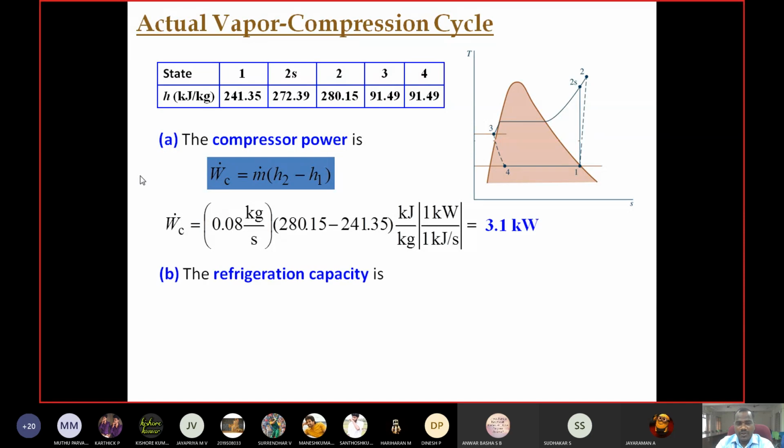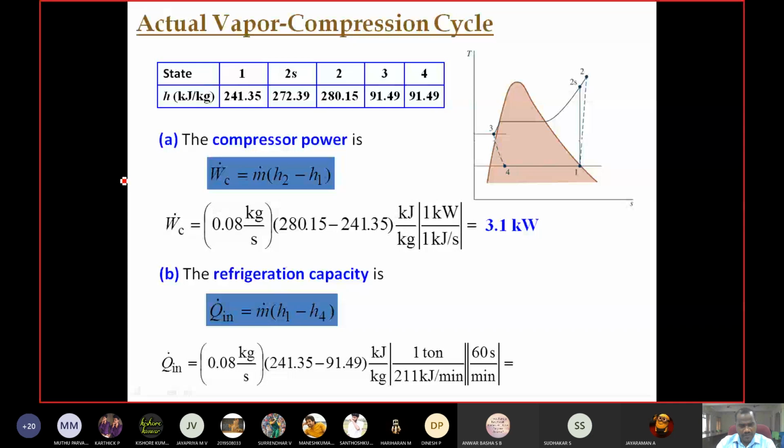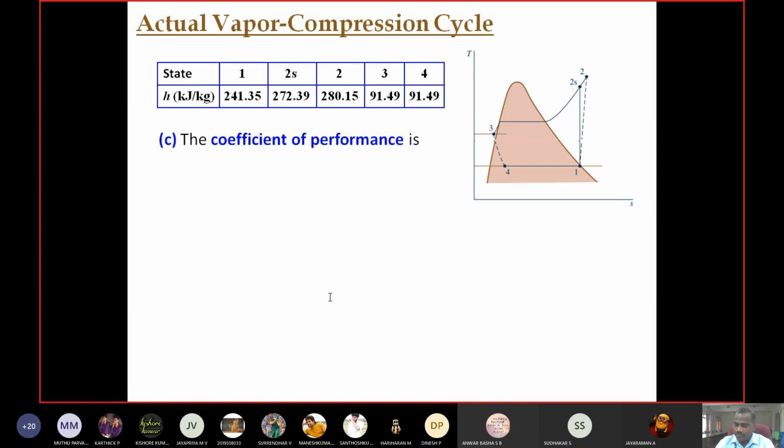Second, we have to calculate the refrigeration capacity. We can use this formula, Q in the evaporator part. We have the m dot value, the H1 value, and the H4 value. If we substitute, we can get the Q in, which will be in tons of cooling.